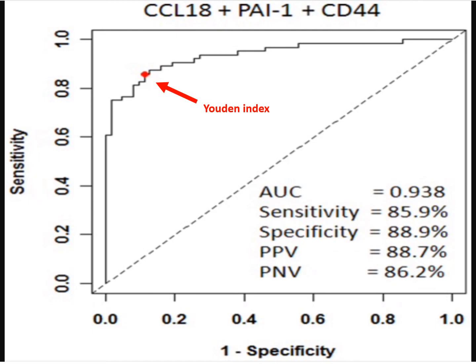Here you can see, just as a matter of interest, the area under the curve is 0.938. That's an excellent area under the curve, an excellent ROC curve. Sensitivity 85%, specificity 88%. That's excellent. Positive predictive and negative predictive values are also very good. But that's just an example. It doesn't relate to the previous example that we used. I'm just using that to show you what the Youden index would give you on that curve.